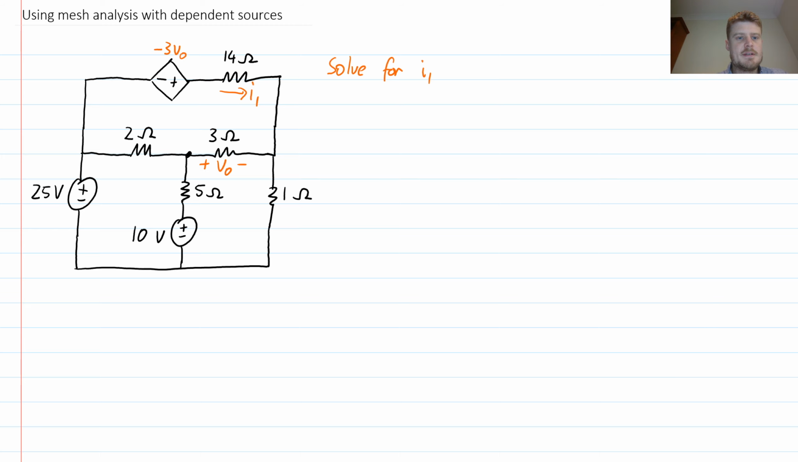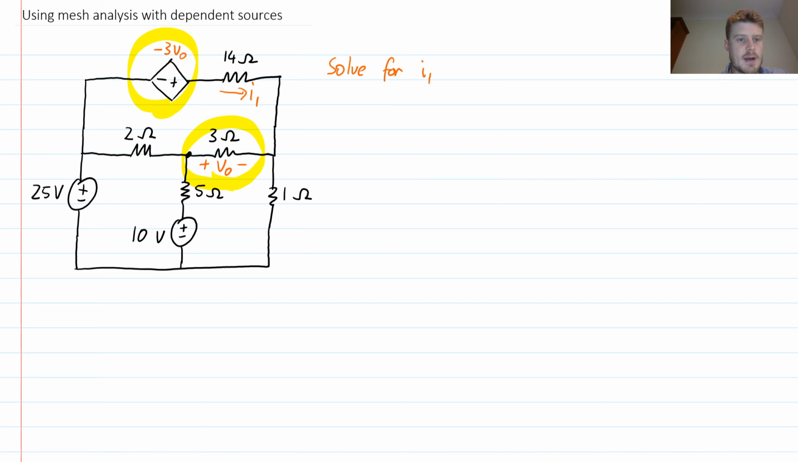So the strategy for dealing with a dependent source like this one is to write down the equations that describe what's the voltage or the current that is generated by the dependent source and substitute it in. So basically it gives us another equation that we need to include in our system that we're analyzing.